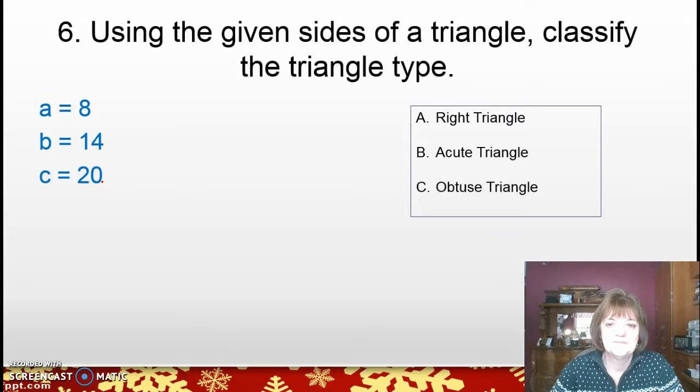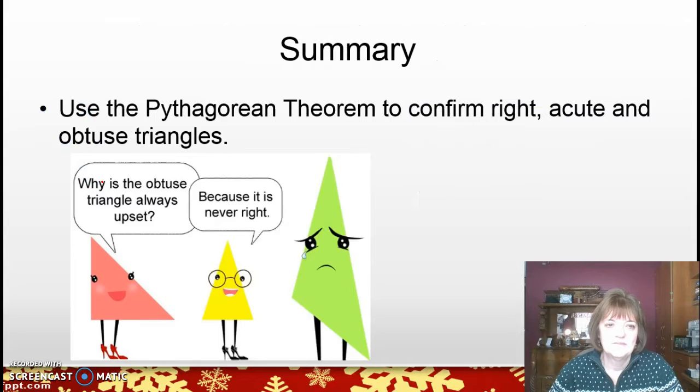All right, our summary. We just learned how to use the Pythagorean theorem to classify triangles, not just going by their looks, because we can't always trust the pictures. And boy, those obtuse triangles, they get to be really sad sometimes.